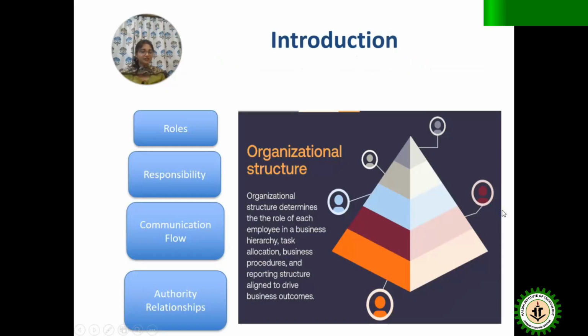Now, come to the introduction. Organizational structure defines how activities such as task allocation, coordination, and supervision are directed toward achieving organizational goals. It determines roles, responsibilities, communication flow, and authority and leadership within an organization.